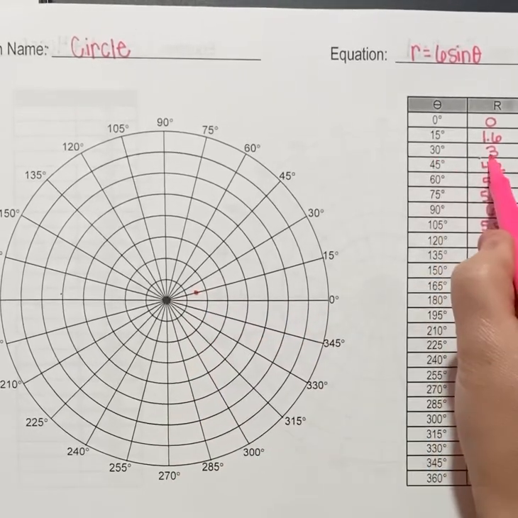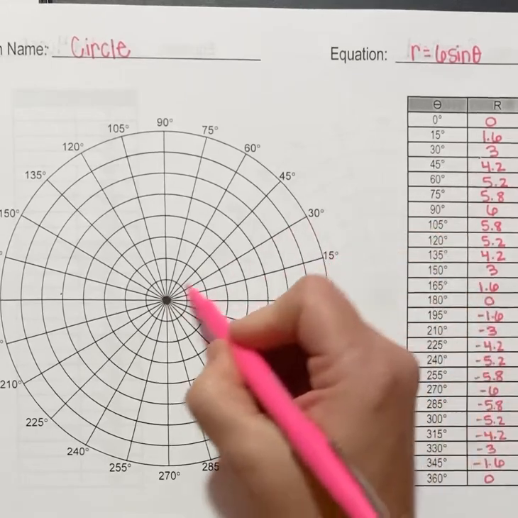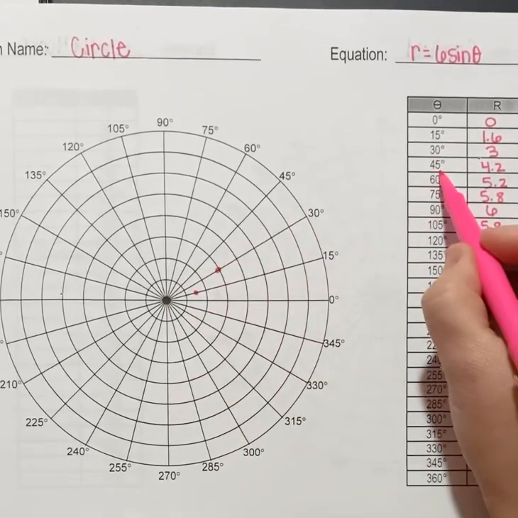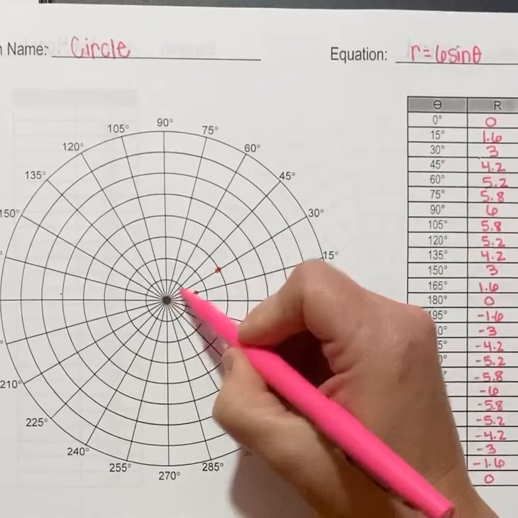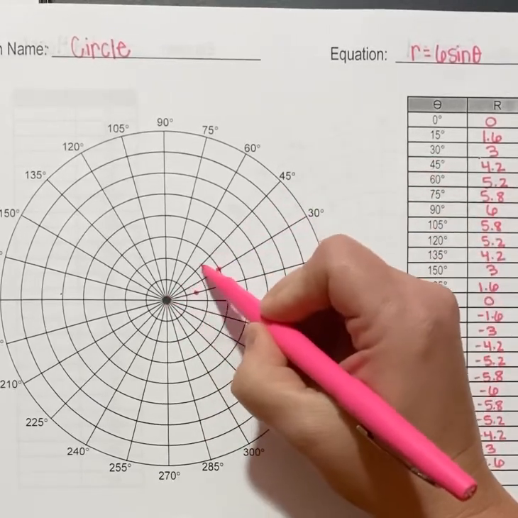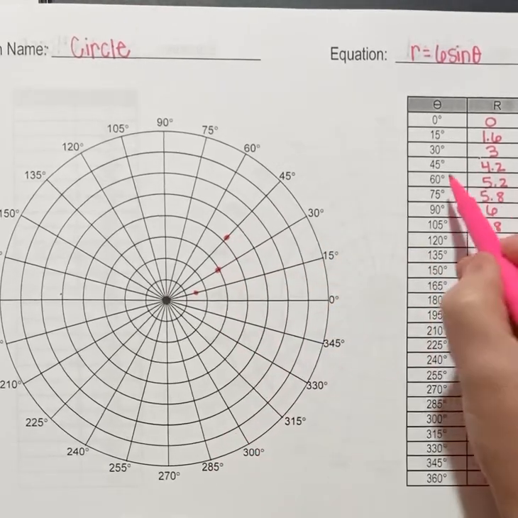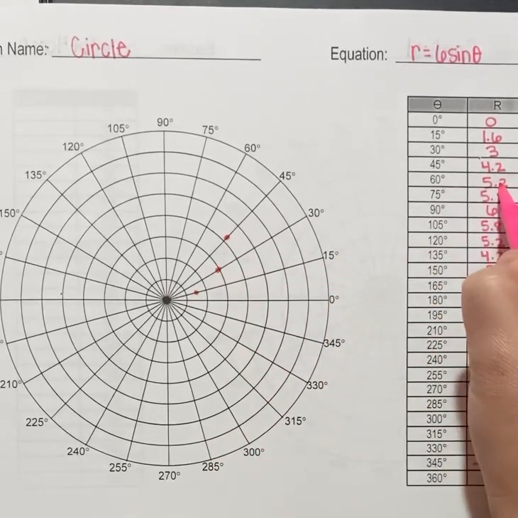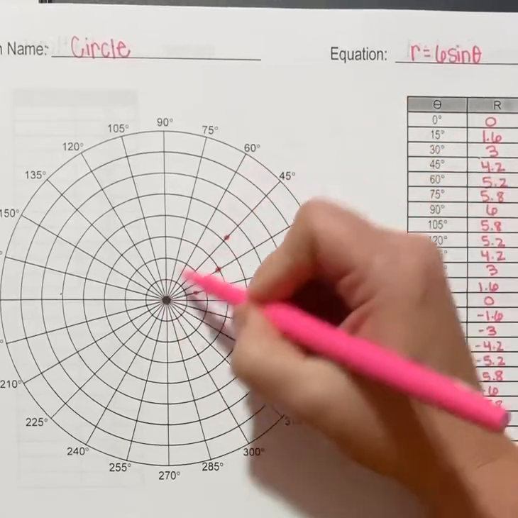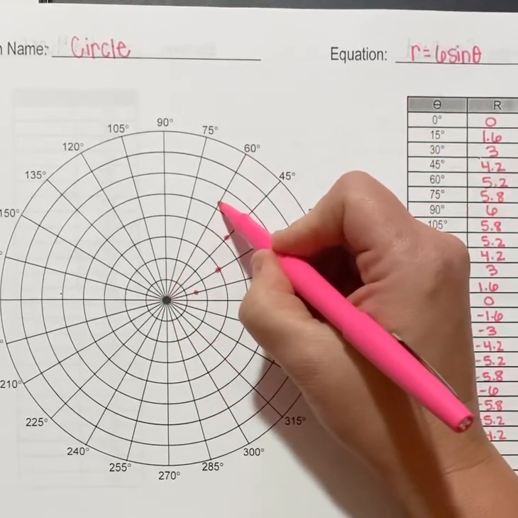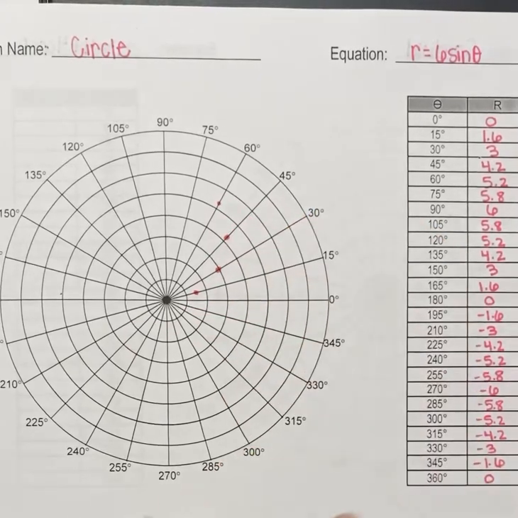At 30 degrees, we're going to go to 3. Here's 30, so stay on this line. You're going to go out 1, 2, 3 circles. At 45 degrees, I'm at 4.2. Here's 45, so let's go out 1, 2, 3, 4, and just a little more, 4.2. At 60 degrees, I'm at 5.2. So here's 60, and I'm going to go out 5.2. 1, 2, 3, 4, 5, and just a little more. And you can see it's starting to turn right here.